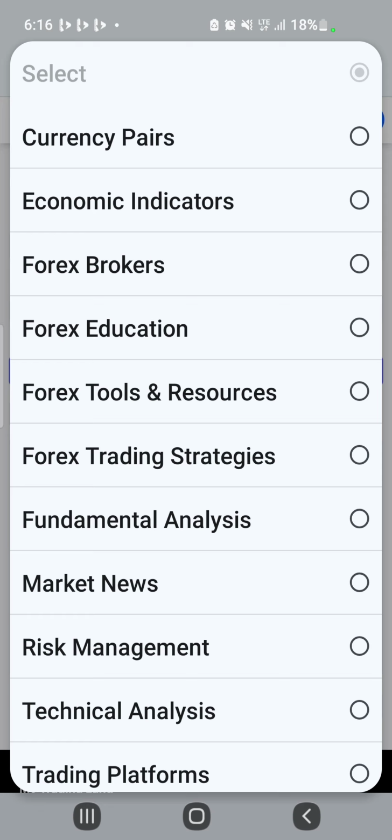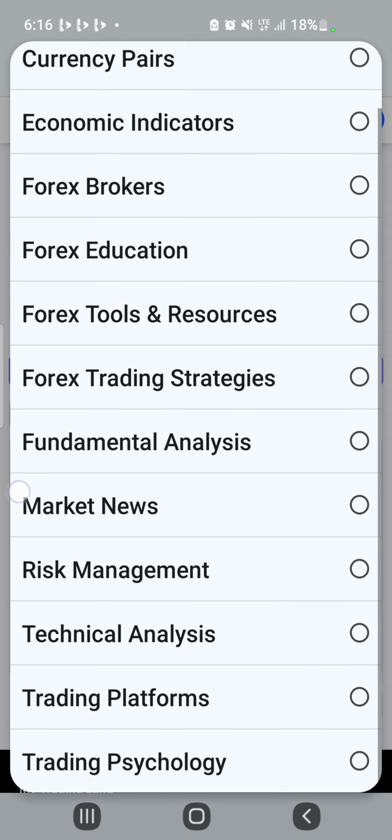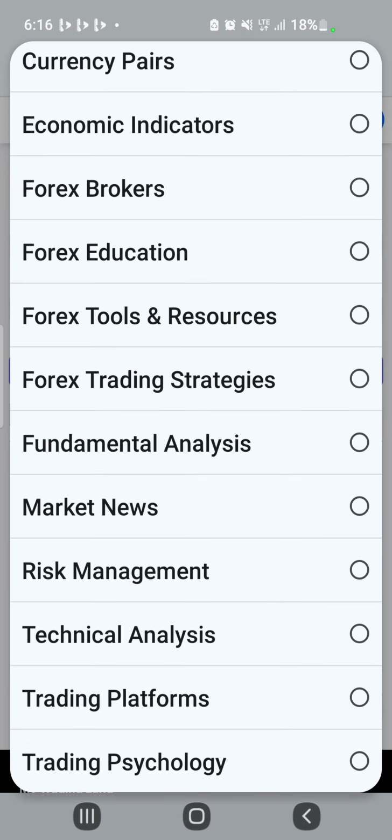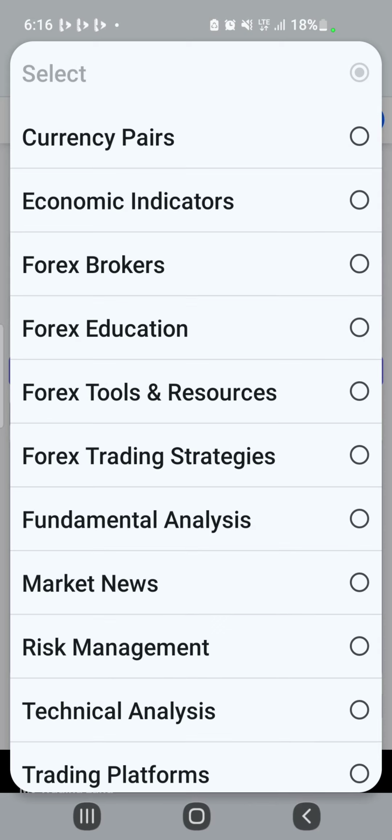We have forex education, forex tools, forex trading strategy, fundamental analysis, market news, risk management, technical analysis, trading platform, and trading psychology. All these things are dropped by people and experts of it.